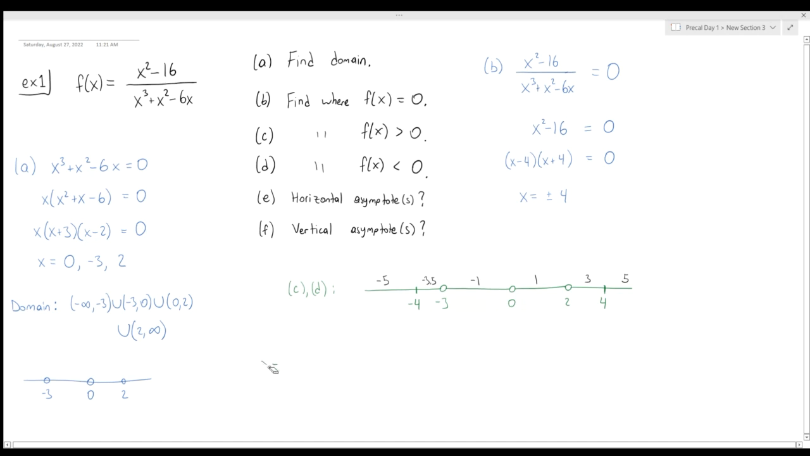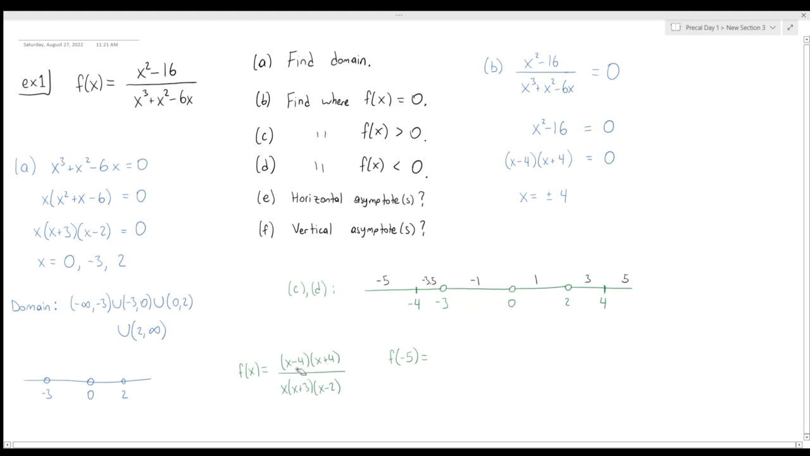Okay, now again, remember that when you're doing this part, it's usually better to use the factored form of your function. So we know the numerator factored as x minus 4 times x plus 4. The denominator, well, we factored it out over here. So it's x times x plus 3, and x minus 2. Okay. So we're going to plug our test points in, and we just need to check whether this will be positive or negative.